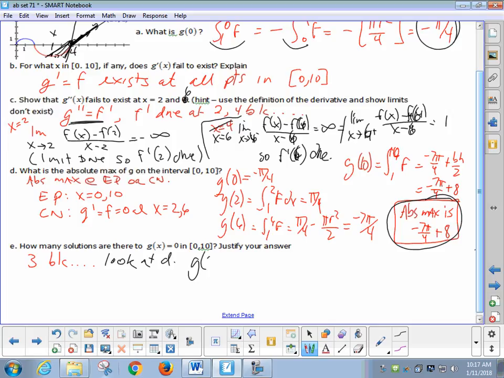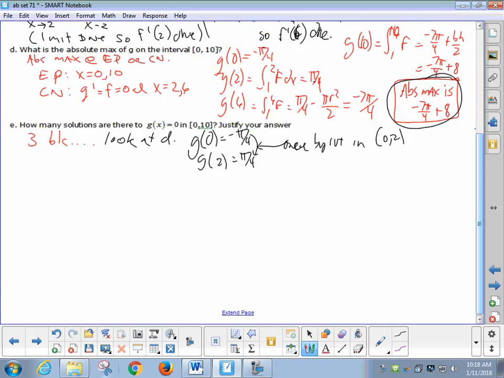In D, I found that G at 0 was negative pi over 4, and G at 2 was positive pi over 4. G prime, which equals F, is positive that whole region, so it's got to be increasing that whole time. So doesn't it have to pass through 0 when it goes from negative pi over 4 to pi over 4? So that's one time, once by IVT in 0 to 2.